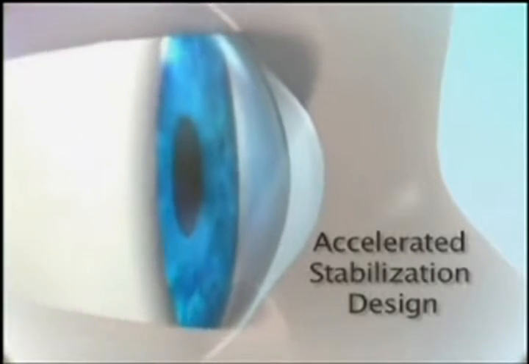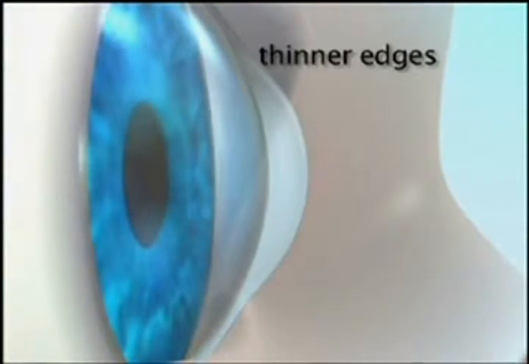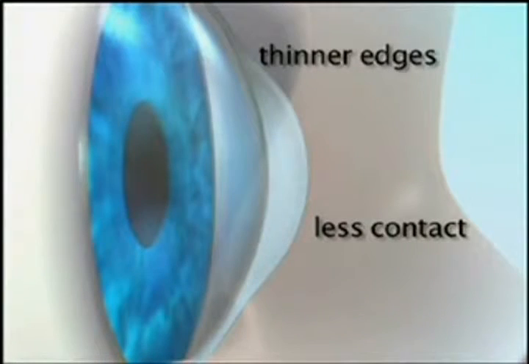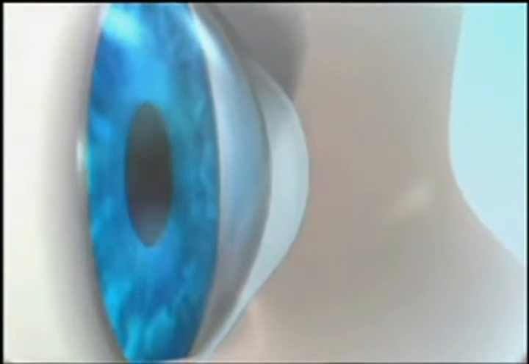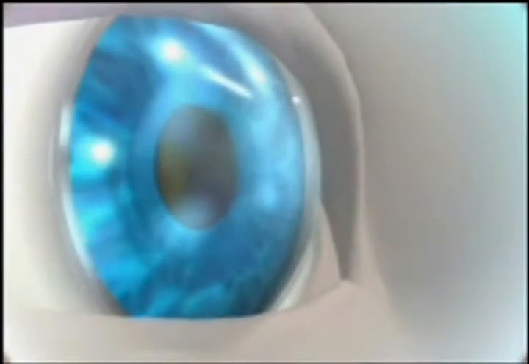With accelerated stabilization design, the lens is much thinner under each of the eyelids. This means there's less interaction before, during, and after a blink. Because there's less interaction, you get less torsional or twisting movement with this lens. That's not the only advantage of this type of design.